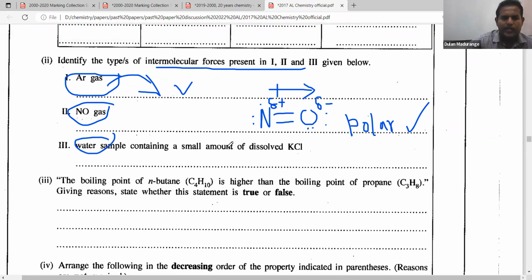And a water sample containing a small amount of KCl. You know, KCl dissociates in water into K plus and Cl minus. Then when you consider K plus with water, it's just like adding a piece of salt to water, right?